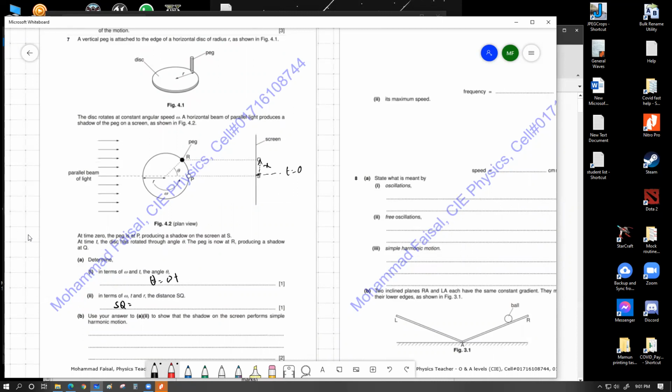Now what you need to understand is that the radius of the disc is r, which means whenever the peg reaches the highest position, this distance would also be r, which means the maximum displacement of the shadow from the S position. In the top position, this can be plus r. On the lowest position, this can be minus r. So these are the two maximum positions that we can get. So r is in this case our amplitude. So SQ can be given as r sine omega t.